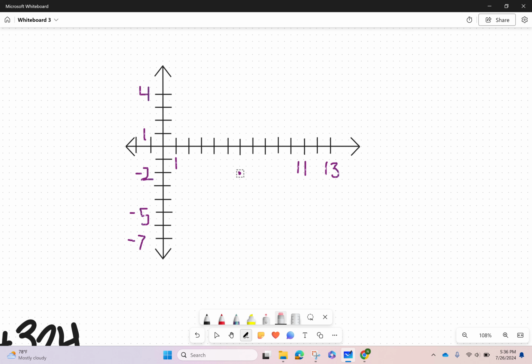And we were at 6, right? 6 plus 5 is 11, right? Because that's the distance away. We went 5 units to the right, so we went to 11. And we stay on that same y coordinate, same y plane. And so we put our point right there, and that is one vertex.